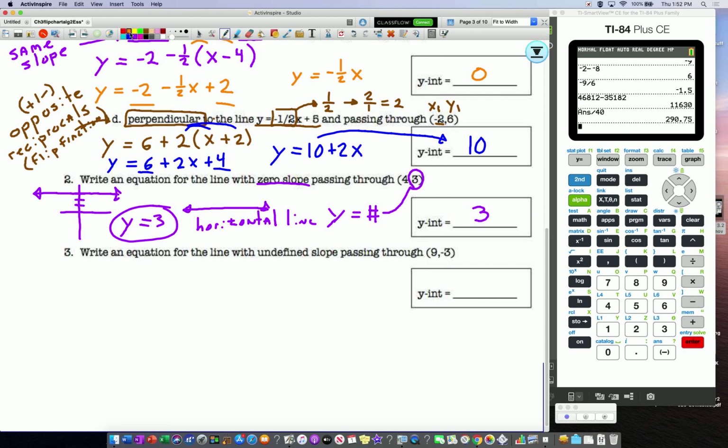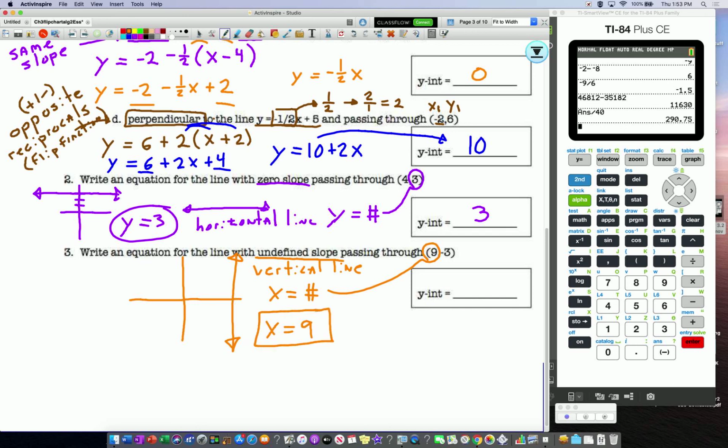Now the last one, undefined slope, passing through the point 9, negative 3. If it's undefined slope, that means the line is going straight up and straight down. That's a vertical line. So if it's a vertical line, that's in the form x equals a number. The number that it's going to equal in this case is the x-coordinate. So x equals 9. The y-intercept, remember, on vertical lines doesn't exist. So we get undefined.